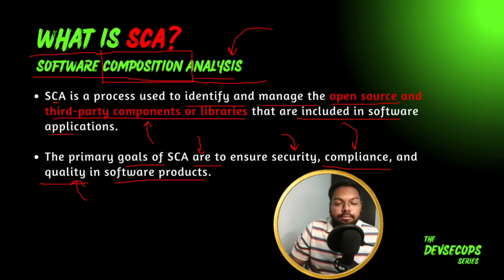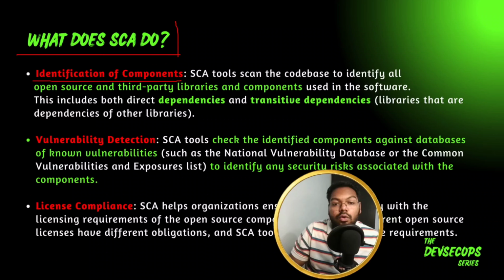Next, what does SCA do? As I mentioned, first of all, it will identify the components. SCA tools scan the code base to identify all the open source and third party libraries. By now you must have got this into your mind: third party libraries and different components that we use. This is what is assessed in SCA, which is used in your software. This includes both the direct dependencies and the transitive dependencies, libraries that are dependencies of other libraries.